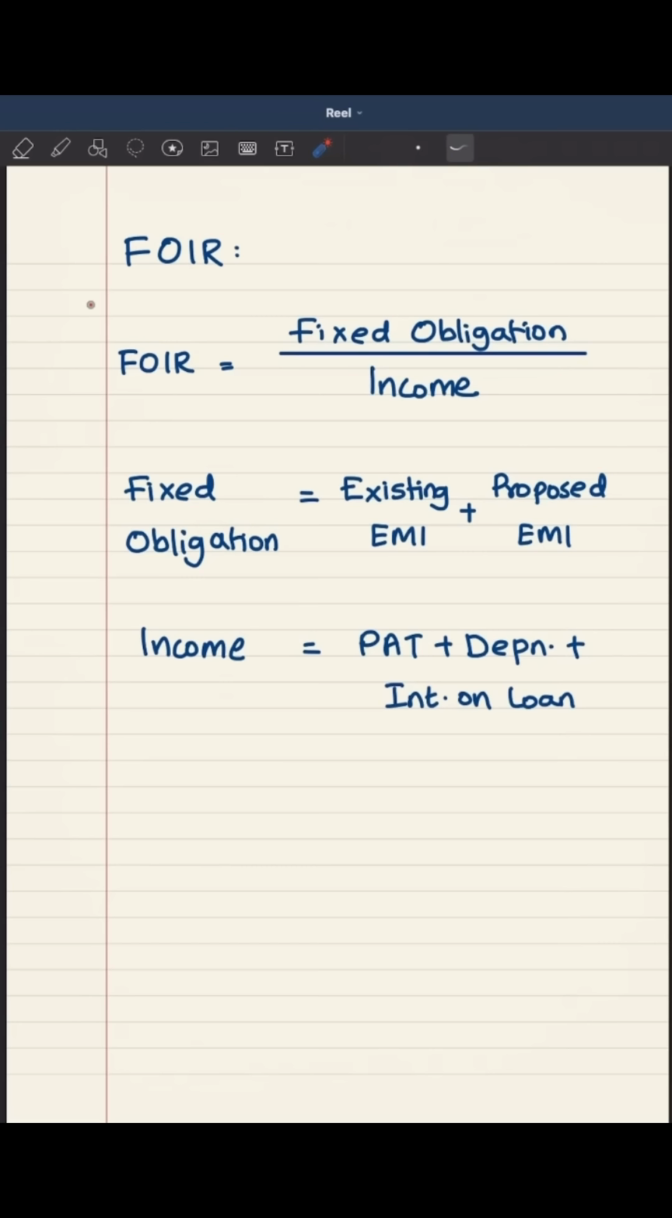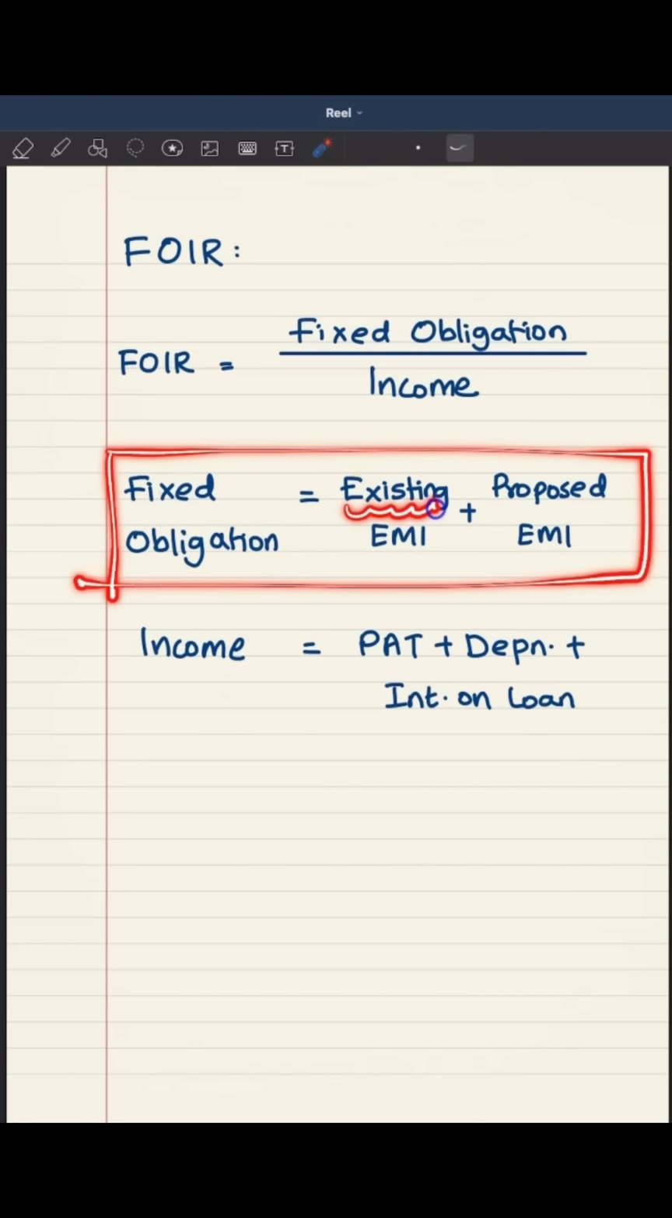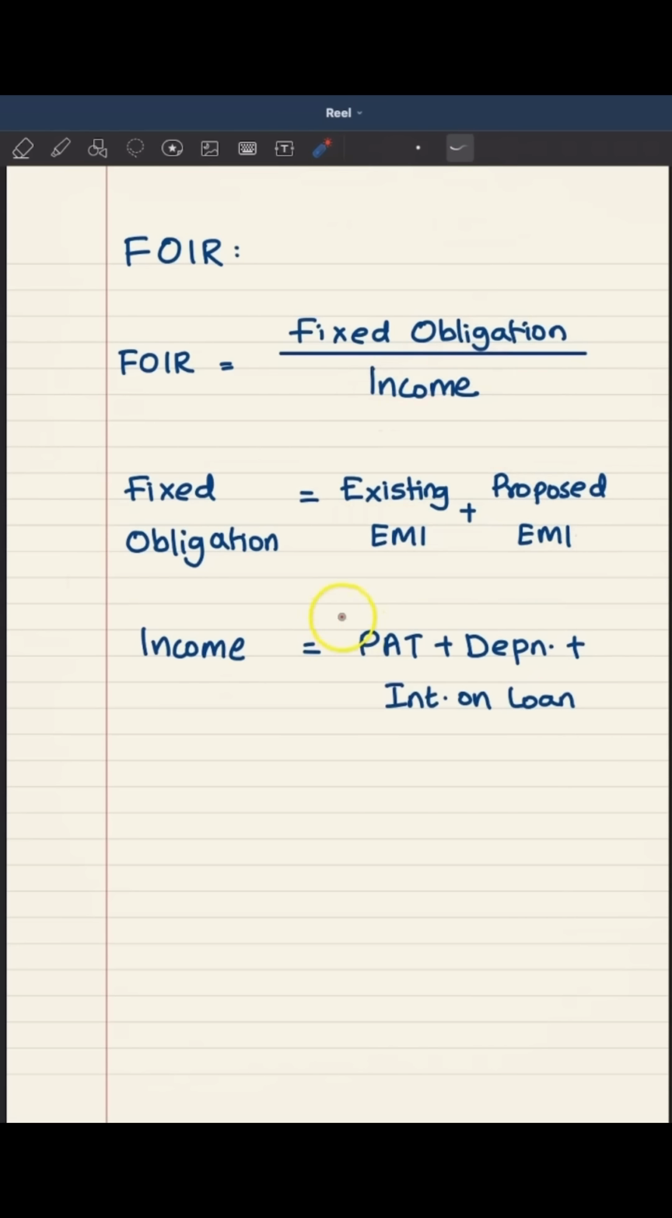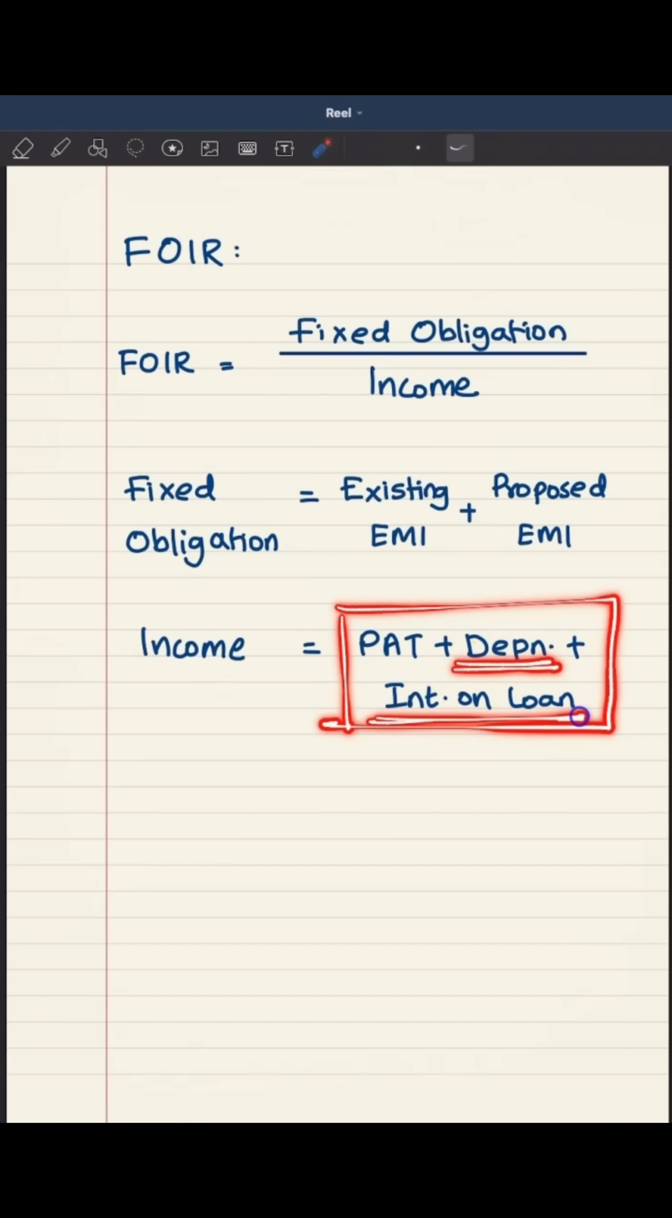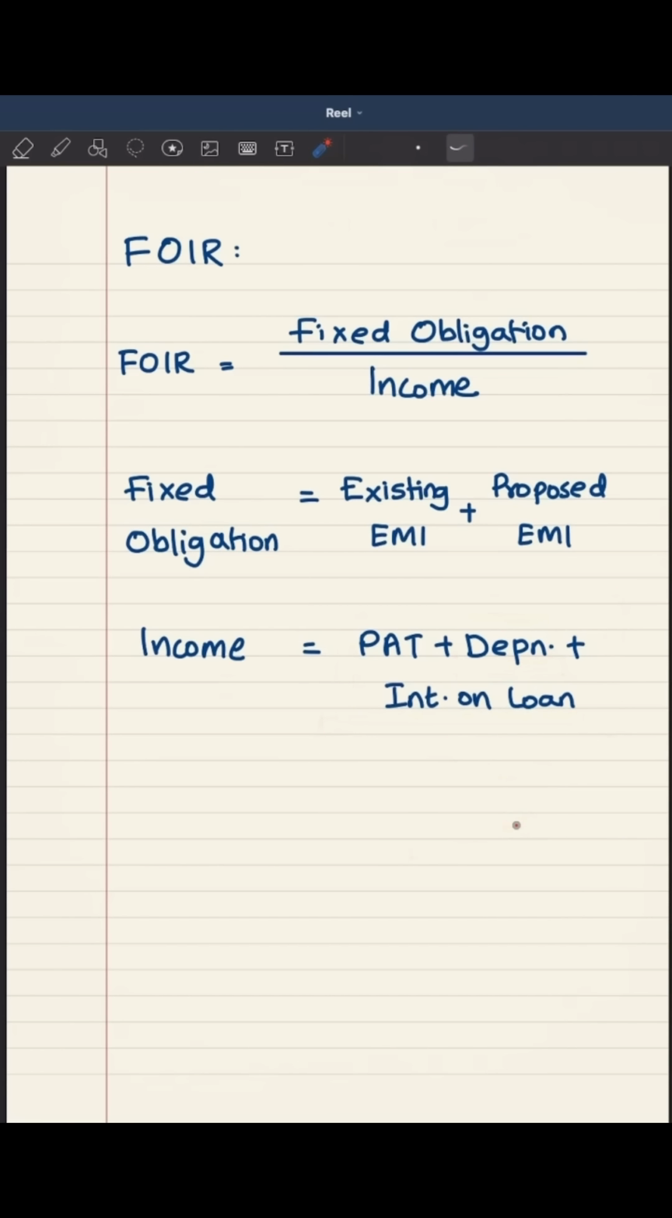FOIR stands for fixed obligation income ratio. As the name says, fixed obligation comes in the numerator and income comes in the denominator. This fixed obligation is going to be sum of existing EMI and proposed EMI. And income is basically profit after tax added back by depreciation added back by interest on loan. And this formula is mostly applicable for borrowers who are business entities. In case of individuals and all, this income will be basically income reported as per income tax returns.